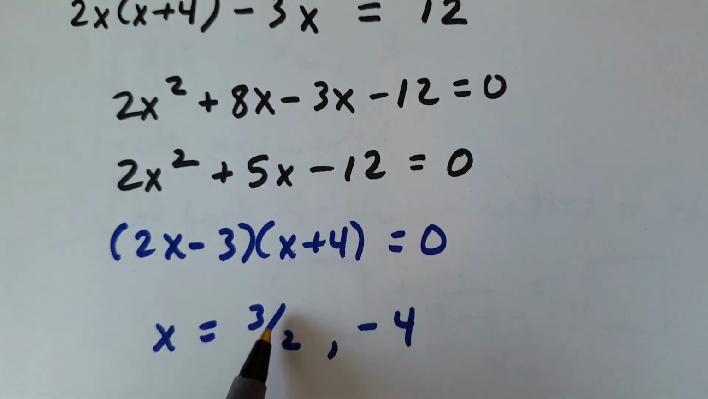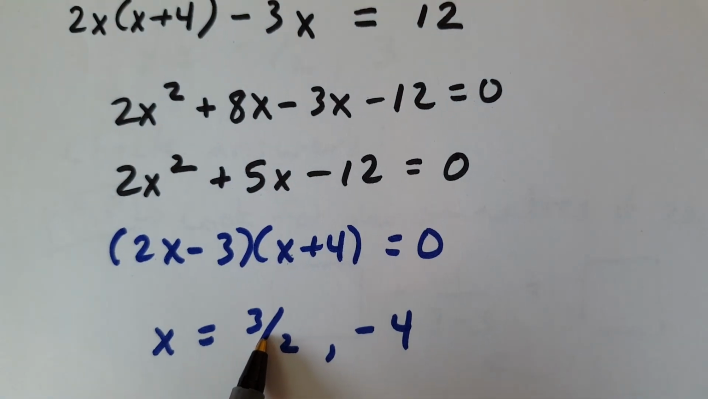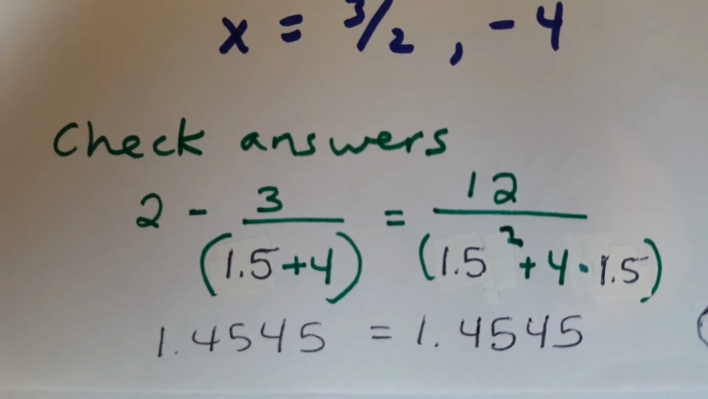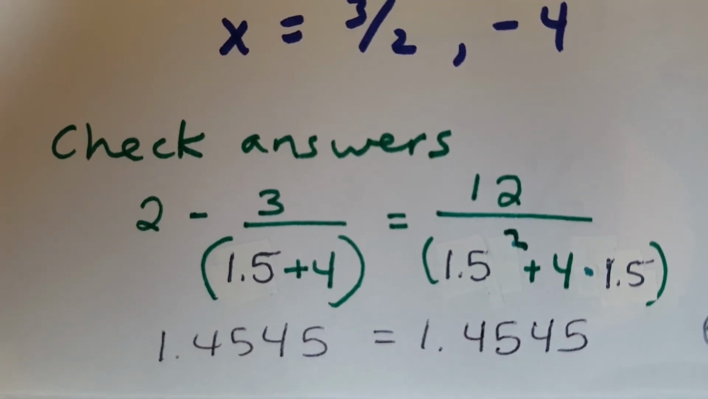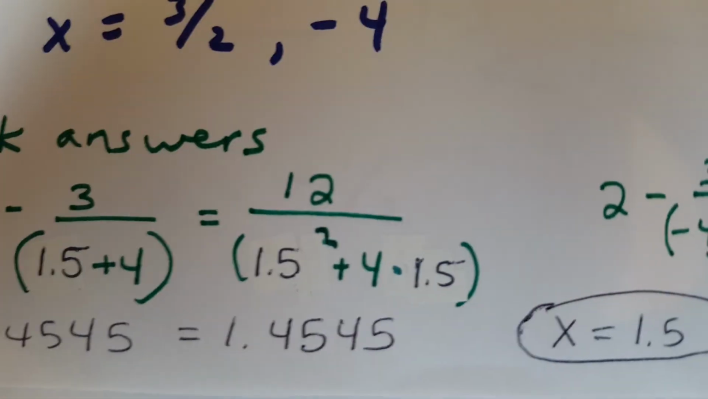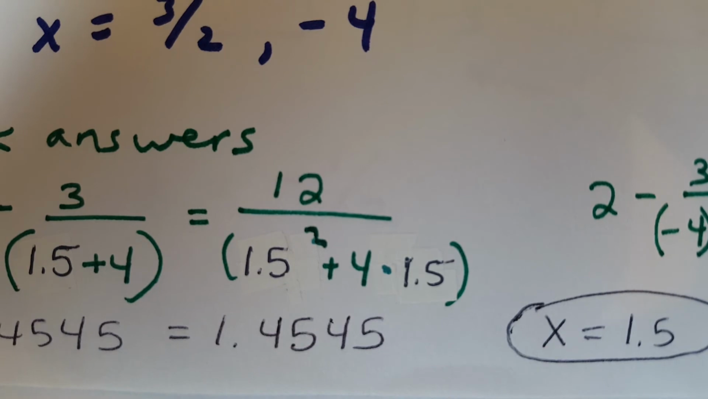When I check my answers, I'm going to use 1.5 for this fraction because it's easier. So I come down here, and of course I'm not leaving you time to write all this down because you can pause it. And I put the 1.5 in. That's my approximate decimals for both. It's the same. Yay, x equals 1.5 as an answer.